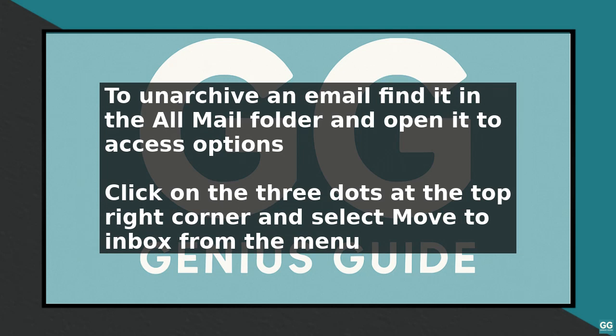Alternatively, you can also use the search function to find the archived email. Type in keywords related to the email in the search bar at the top of the Gmail page. Then press Enter. Once you find the email, follow the same steps as before to move it back to your inbox.